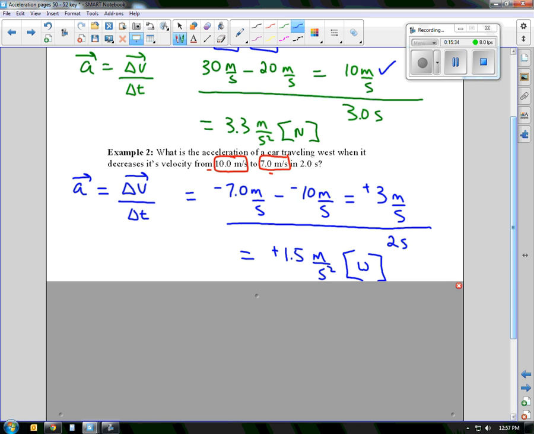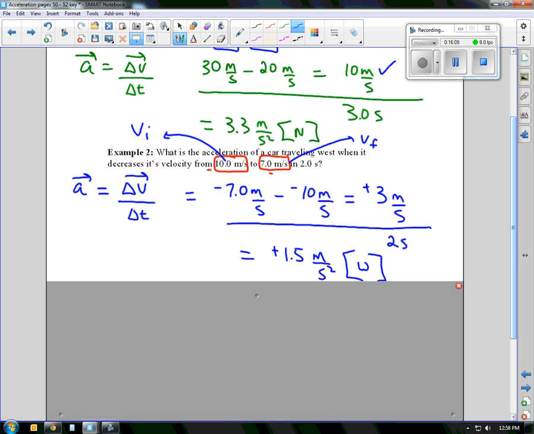Decreasing in a positive direction is positive acceleration. Oh, sorry, decreasing in a negative direction is positive acceleration. So the only thing to be really careful about is how you calculate the change in velocity. So again, go to your question and identify. The 10 meters, that was our velocity initial. From 10 meters to 7 meters, that's our velocity final.